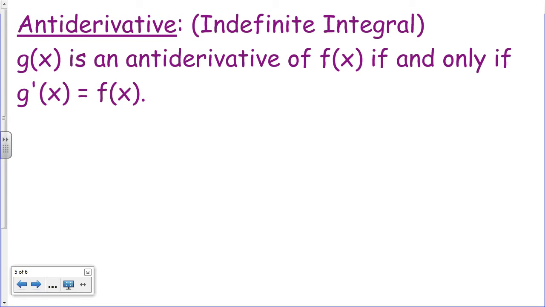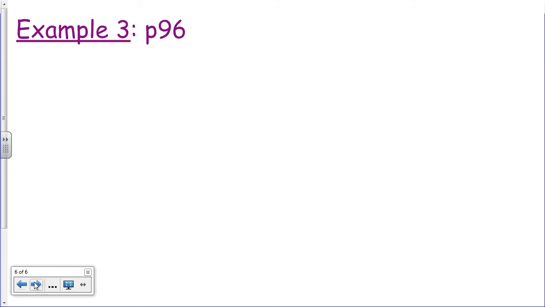Let's take a look at the last example here, example 3. Example 3 says the acceleration of a moving object is given by a of t equals 12t minus 5, where a of t is in centimeters per minute and t is in minutes.